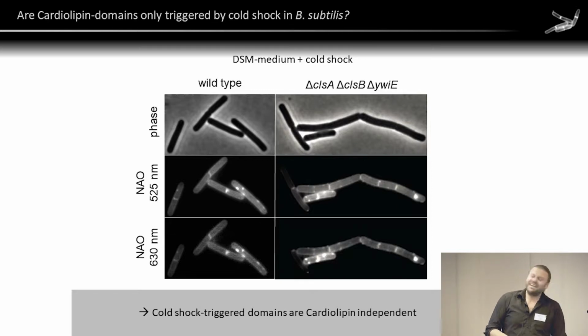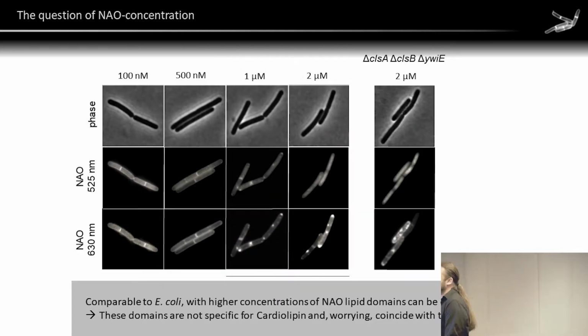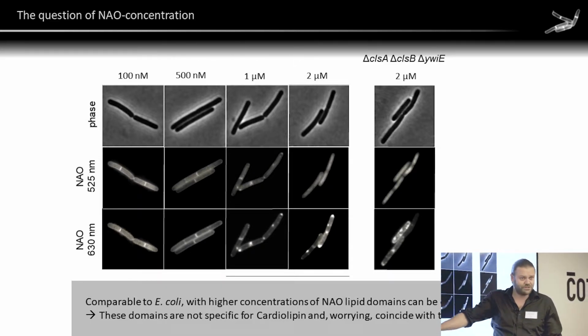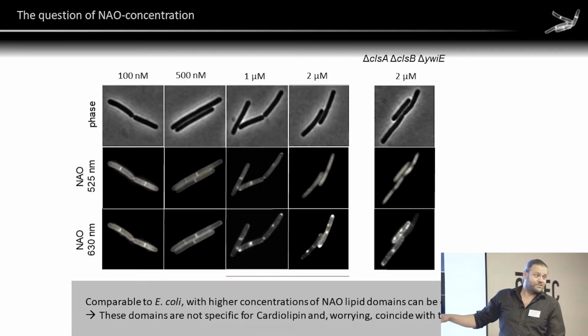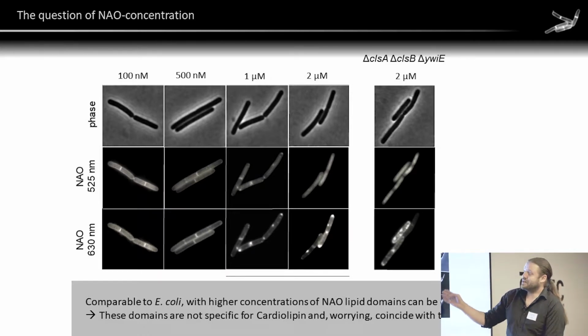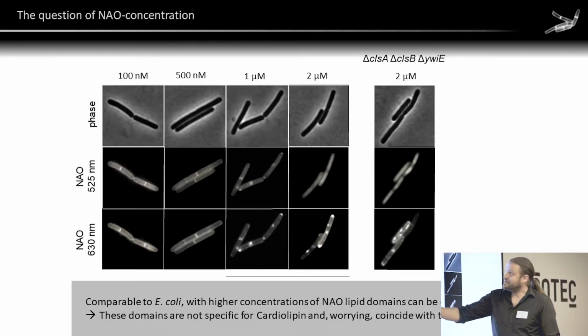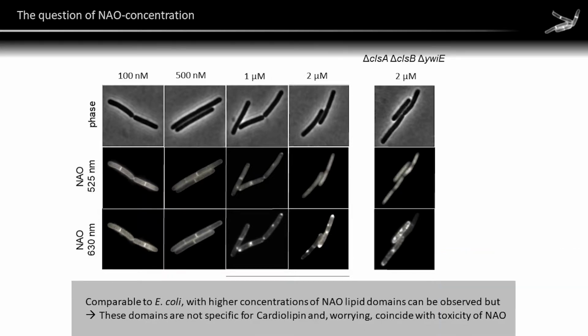So the last one is specific to the question of the concentration. One E. coli group claims that this is the range that should be used, otherwise it's not specific. The other group claims that this is where everything needs to be done, otherwise there are no domains. So we did the same in Bacillus, we did the concentration range, and indeed when we use higher concentration, we get polar lipid domains that look very similar to what's seen in E. coli. But unfortunately, this is where the dye starts to become growth inhibitory. So it's quite worrisome that the domain formation only happens under conditions where the dye is actually lethal.